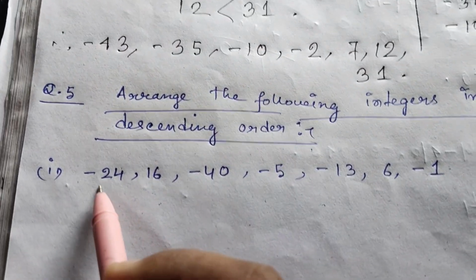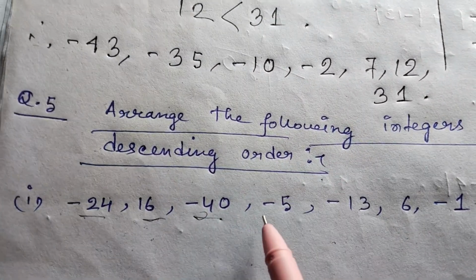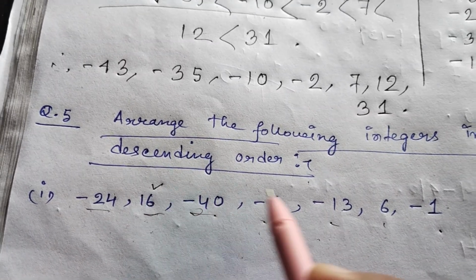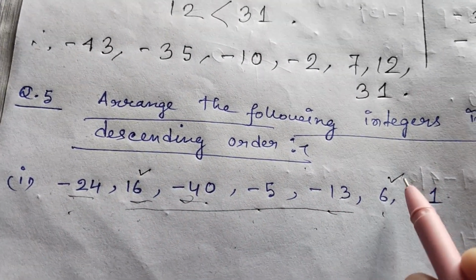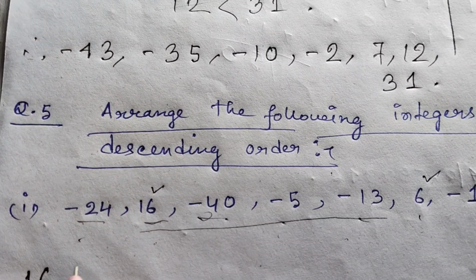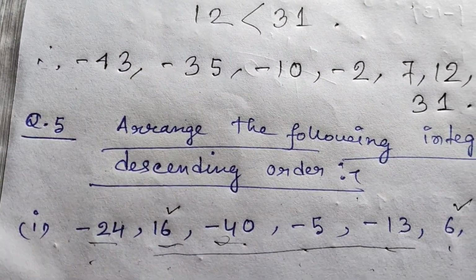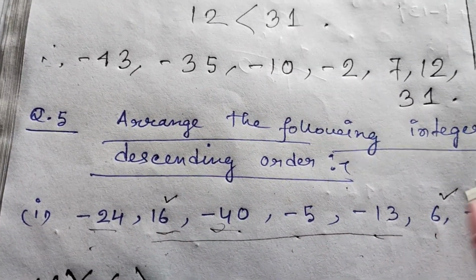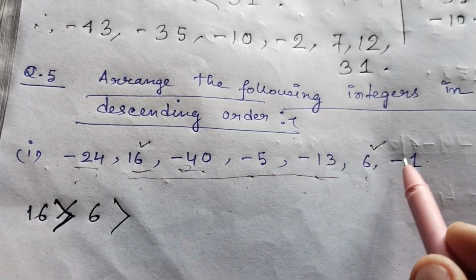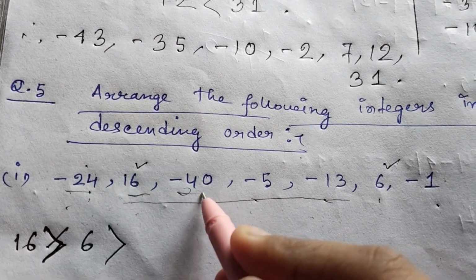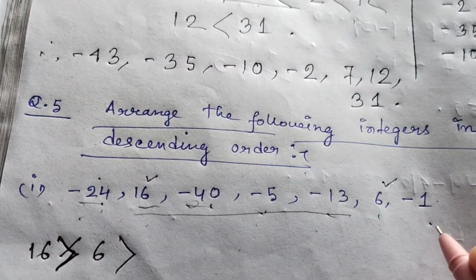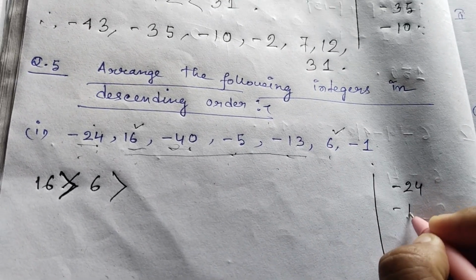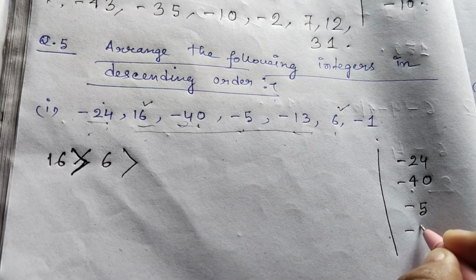In -24, 16, -40, -5, -13, 6 and -1, the positive integers are 16 and 6. So first of all we will put 16 greater than 6. After 6 you can see there are no positive integers, all are negative integers: -24, -40, -5, -13. So write this down: -24, -40, -5 and -13.